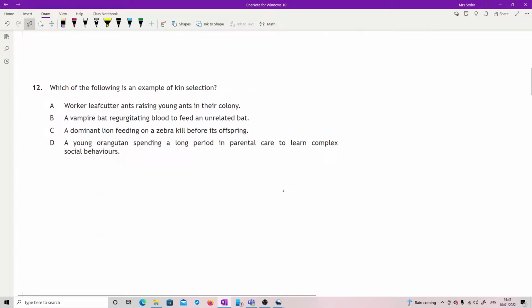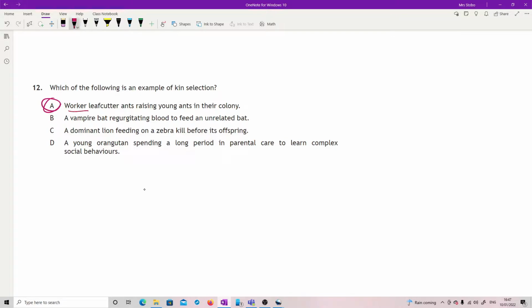Question 2, which of the following is an example of kin selection? Okay, so what I'm looking for here is individuals which are helping the survival chances of related individuals so that you have more chance of shared genes being passed on. Okay, right, so worker leafcutter ants raising young ants in their colony. Colony. Okay, that is correct straight off.